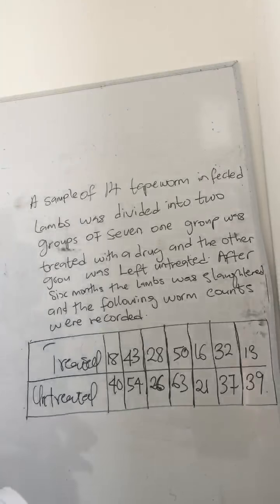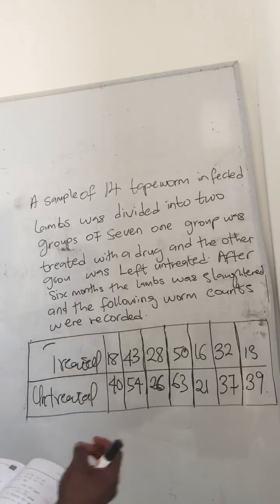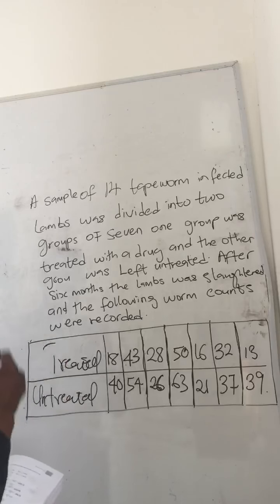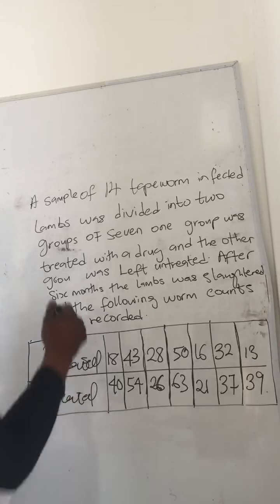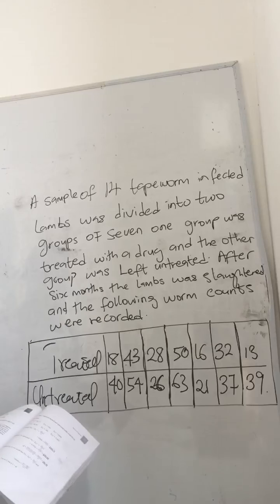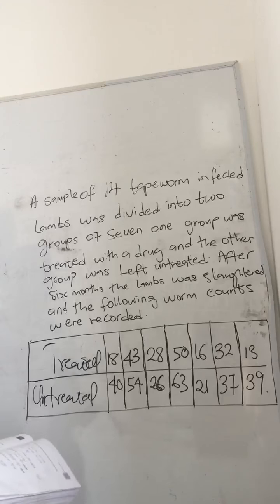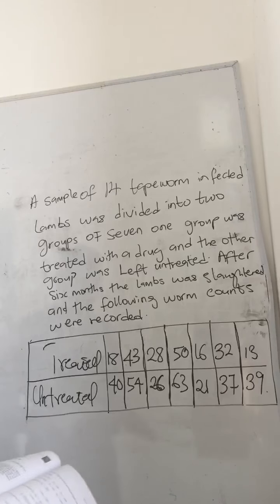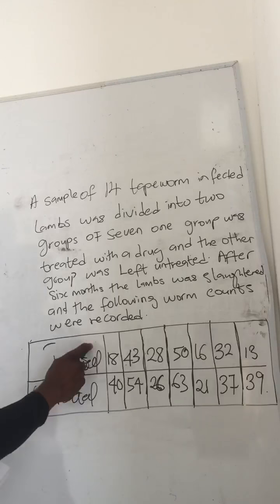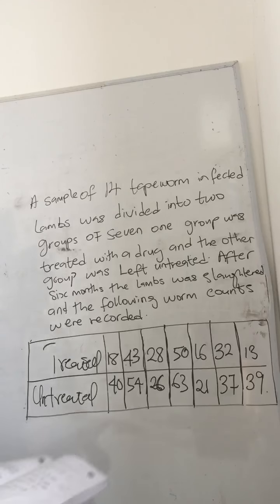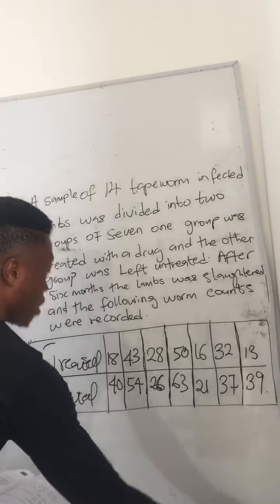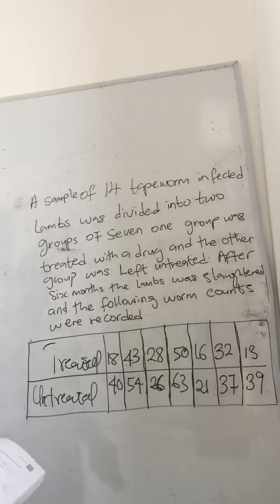A sample of 14 tapeworm infected lambs was divided into two groups of 7. One group was treated with a drug and the other group was left untreated. After 6 months, the lambs were slaughtered and the following worm counts were recorded. So you have the treated worm and the untreated worm, and these were the worm counts that were recorded. Let's take note of the question.